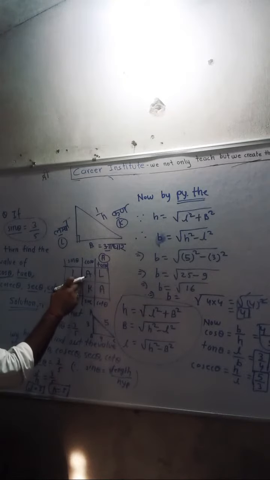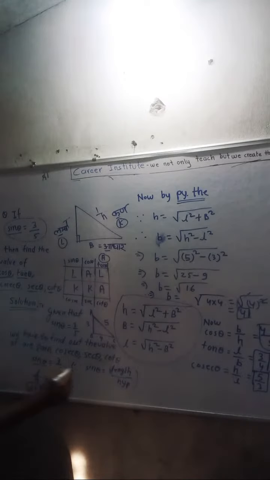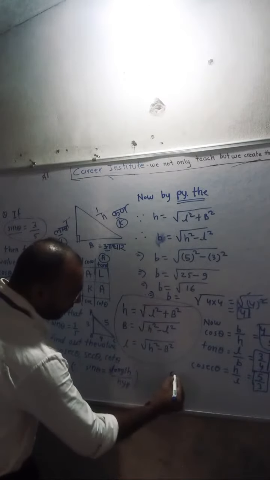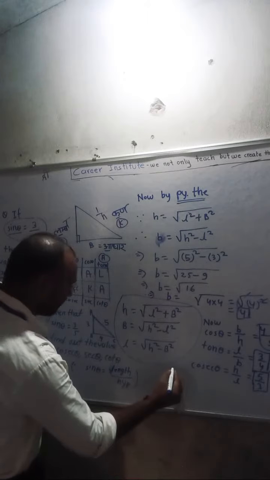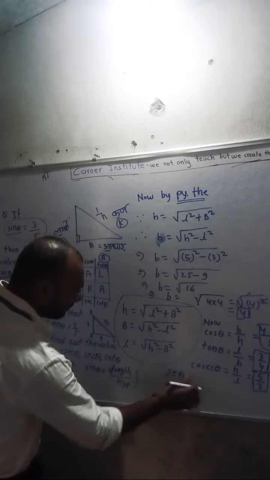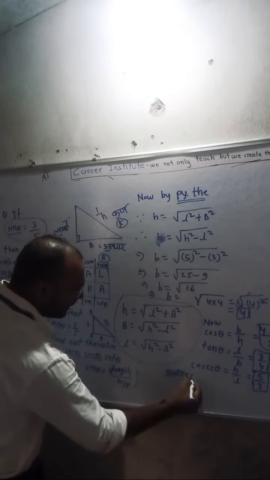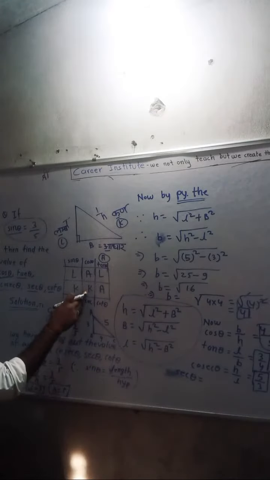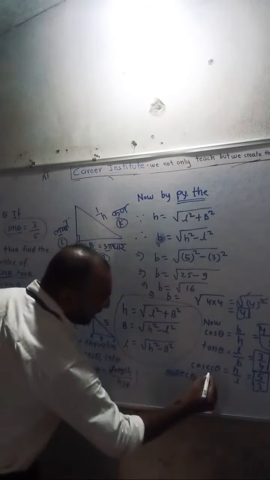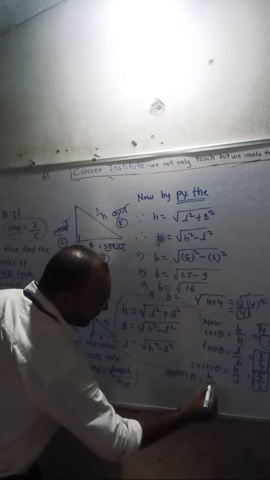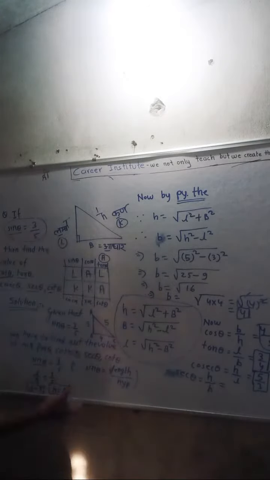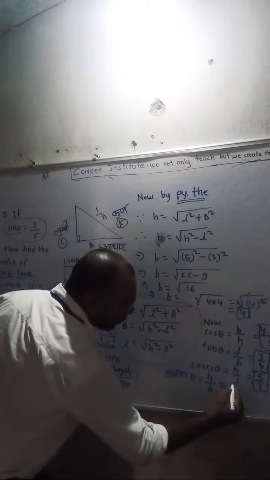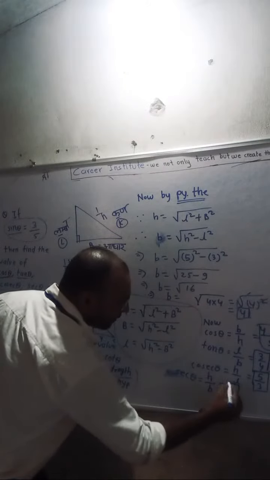After cosec theta, what we have to find out? Sec theta. So sec theta is equals to current divided by Aadhar. Current means hypotenuse and Aadhar means base. So write down sec theta is equals to what? Current bate Aadhar, current means hypotenuse, Aadhar means base. Is equals to what? Just 5 by 4. So this is the value of another one.